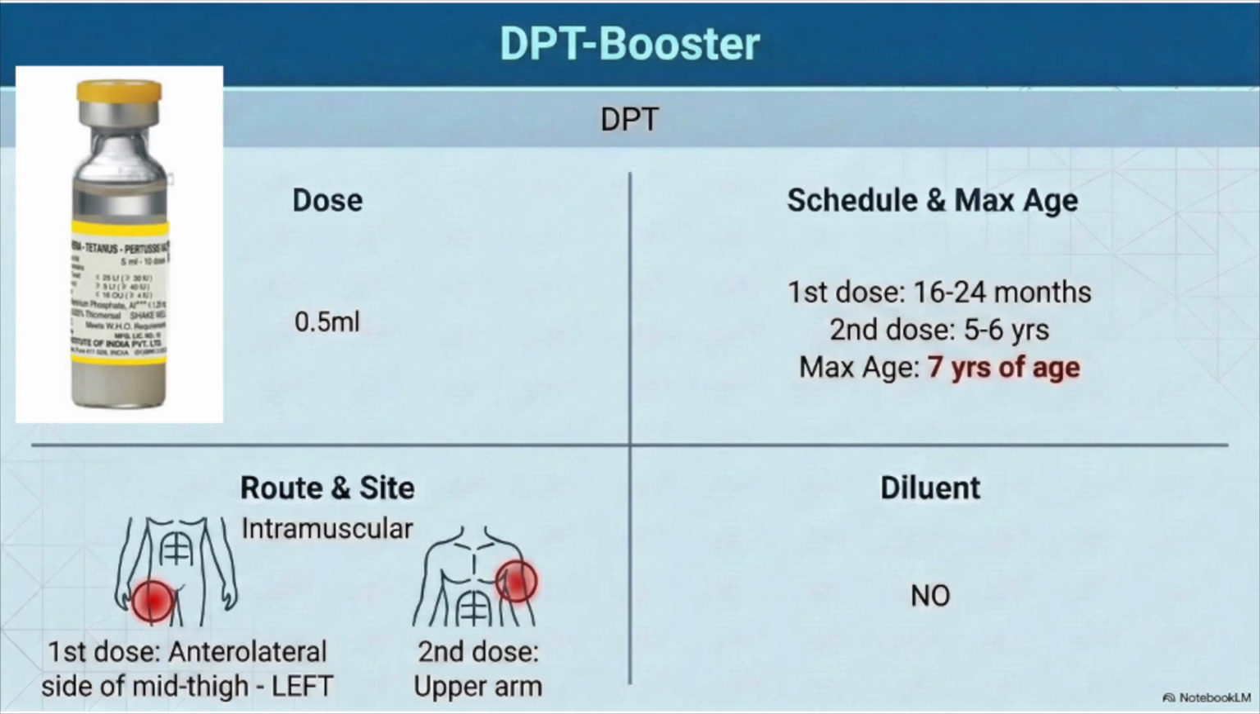DPT booster covers diphtheria, pertussis, and tetanus. The dose is 0.5 milliliters.